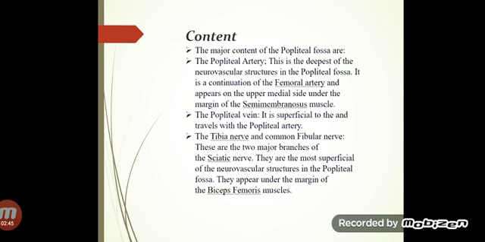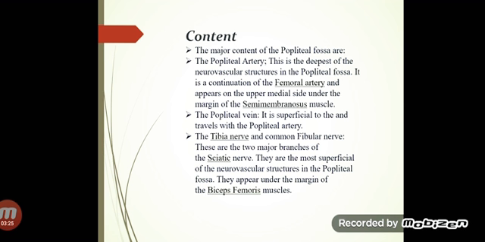The major contents of the popliteal fossa are, first, the popliteal artery. This is the deepest of the neurovascular structures in the popliteal fossa. It is a continuation of the femoral artery and appears on the upper medial side under the margin of the semimembranosus muscle. The popliteal vein is superficial to it and travels with the popliteal artery.